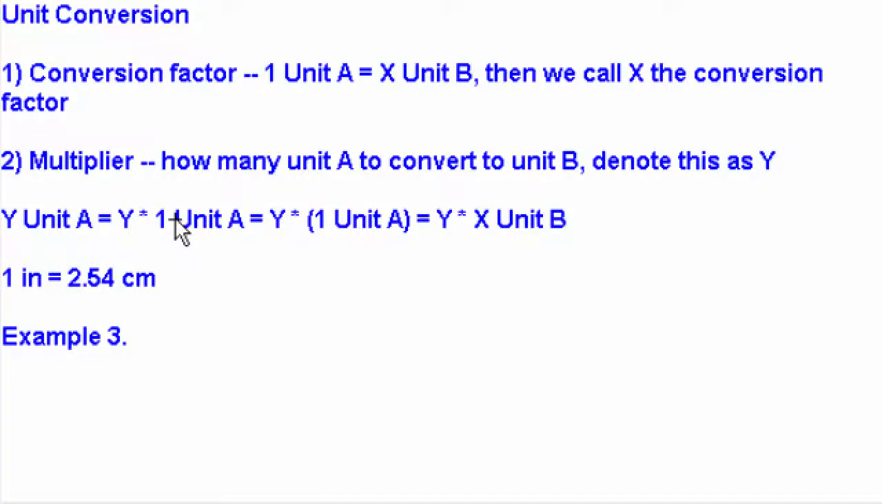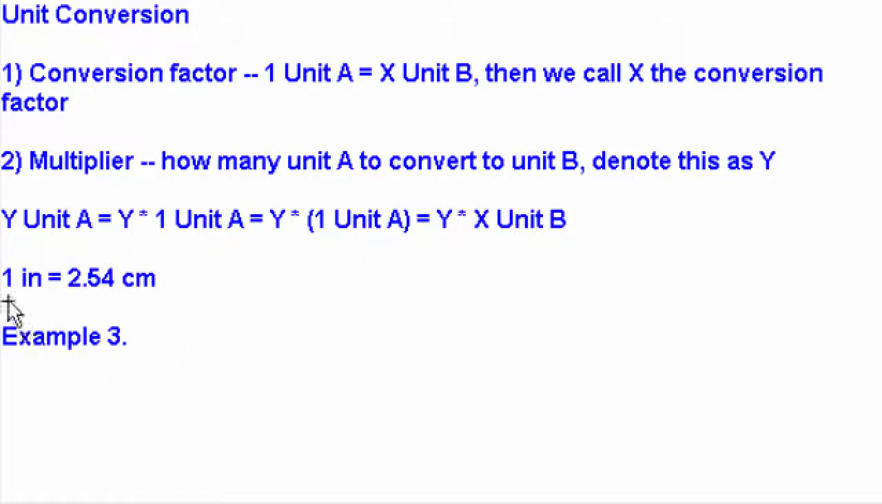Let's continue our unit conversion discussion by looking at some additional examples. I'm keeping the information that we discussed in the first part of our unit conversion video up here on the screen as a refresher of our memory. In order to do unit conversion, there are two key things: one is the conversion factor and the other is the multiplier. And here's a formula that you can use to do the unit conversion from unit A to unit B.